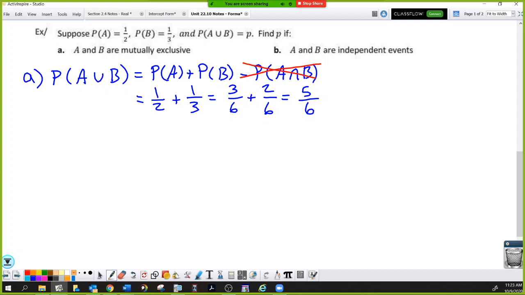Common denominator. So mutually exclusive and independent mean two completely different things. Mutually exclusive means cannot overlap. Independent means don't affect one another. But that doesn't mean they don't overlap. It just means they don't affect one another. Two completely different ideas. So part B, you can no longer cross out the probability of the overlap.